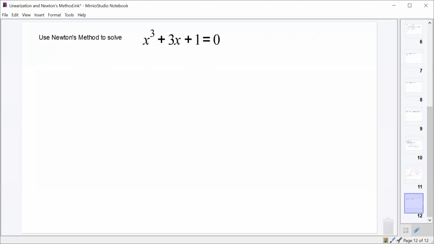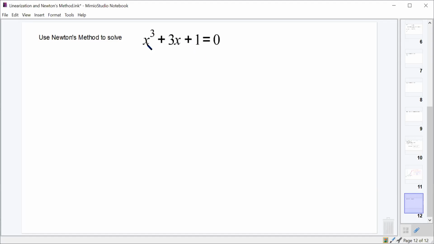We're going to use Newton's method to solve this function, x cubed plus 3x plus 1. So this is just a cubic, right? That can't be factored by grouping. True? Yes. Okay. And the only possible rational roots of it using the rational root theorem are positive or negative 1, because this has factors of 1 and this has factors of 1 or negative 1. You divide them, you get 1 or negative 1.